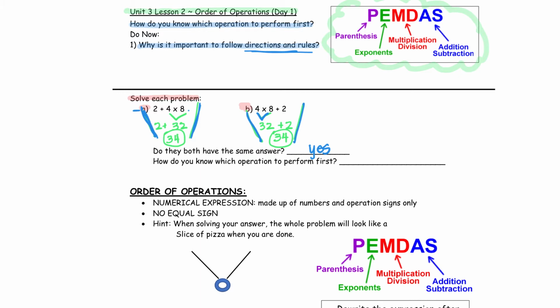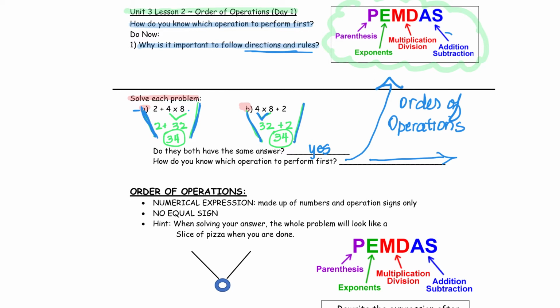And how do you know which operation to perform first? Well, we follow this thing called the order of operations. The order of operations, write this down, tells us what order the operations come in. And when we solve, it's the order from left to right. We first find parentheses. If there's no parentheses, we go on to exponents. Then it's multiplication or division. Multiplication or division, and then addition and subtraction.